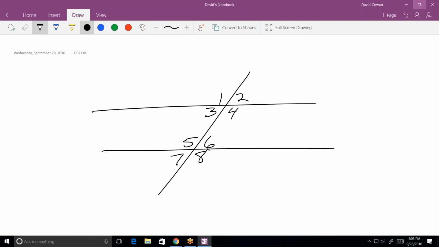But notice that there are only 2 unique angles. There's an acute angle and there's an obtuse angle. And every other one of these is either the acute angle or the obtuse angle. So 7. Is 7 equal to 1 or 2? 2. Yeah, and we don't have to know anything else other than we can see that 7 is acute, 2 is acute. What other angles are equal to 1? 5, 8, and 4. Correct.